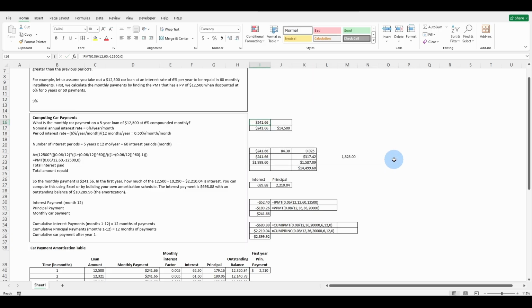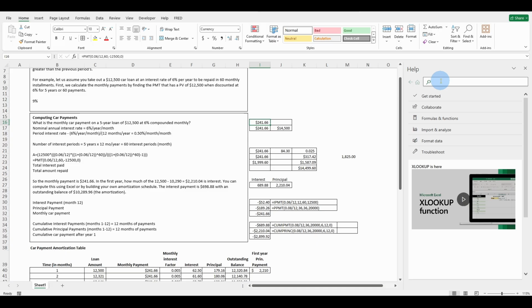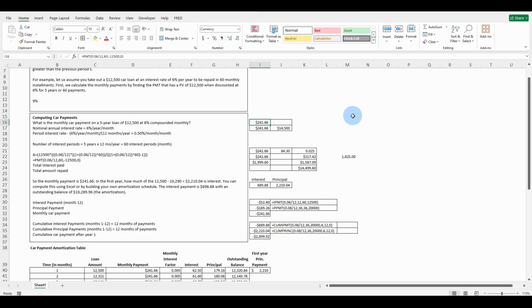If you stumble, you can always hit F1 on your keyboard. It's going to have help, and you can just type in whatever it is up here in the search. Or in here, if you're stumbling with present value or number of periods or just anything within Excel, hit F1 and then whatever you're searching for. So here, our monthly payment, it's going to be $241.66.